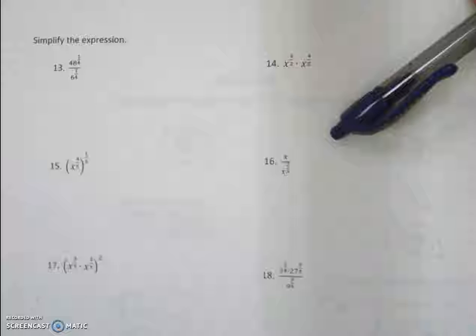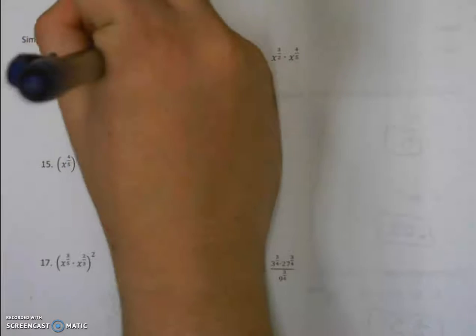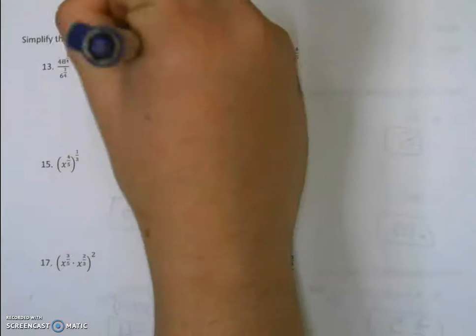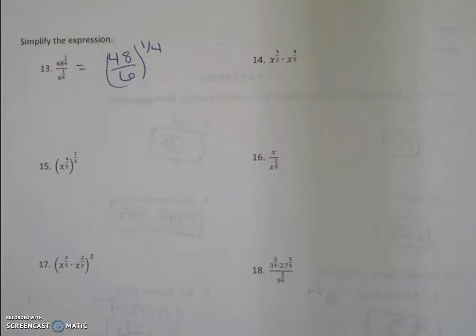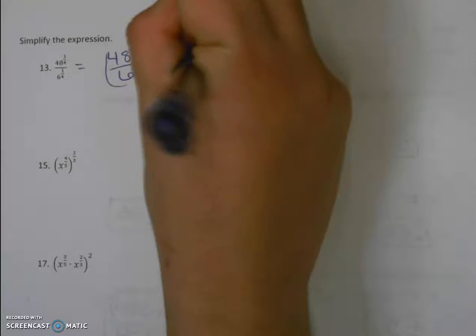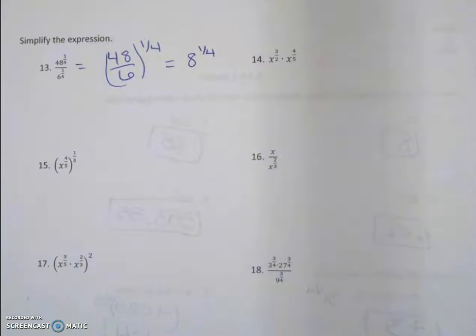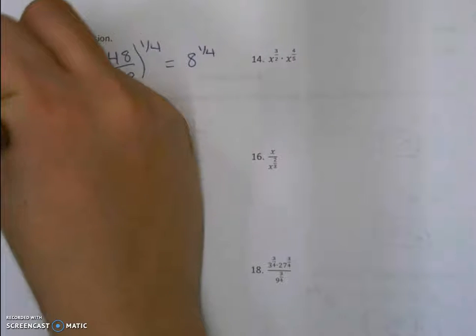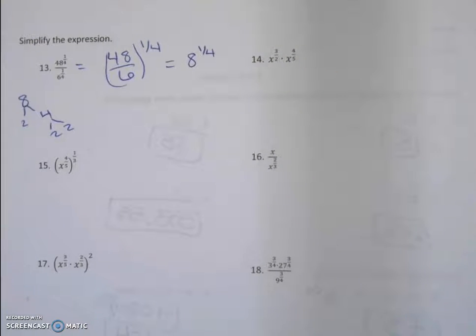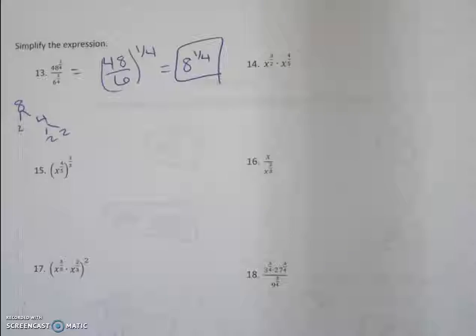Number 13, both of these numbers have the same exponent, so what I'm going to do is rewrite it as 48 over 6 in parentheses to the 1/4. Then I do 48 divided by 6, which gives me 8. 8 to the 1/4. I cannot simplify because remember, if I do my factor tree for 8, it gives me 2 and 4, 2 and 2. I only have 3's, not 4's. So this is my simplified answer.